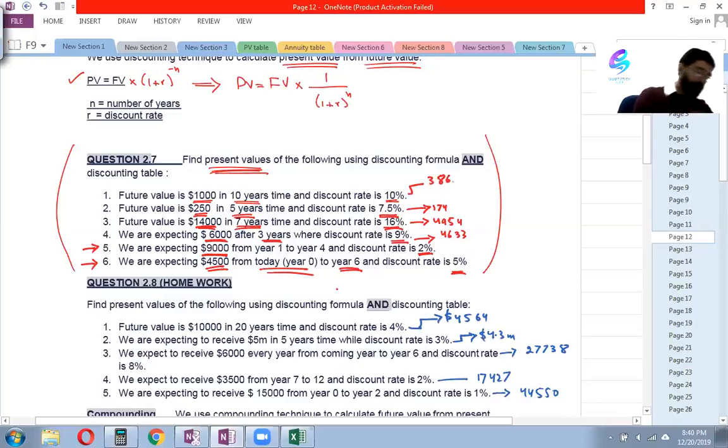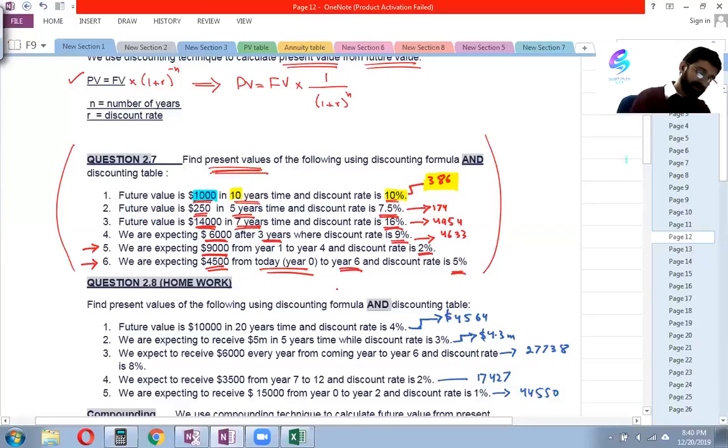So what will we do now? We will say that we have 386, which is the present value. The discount rate is 10%, and we have to calculate the future value after 10 years. So if your answer is 1000, it means you are calculating it correctly.